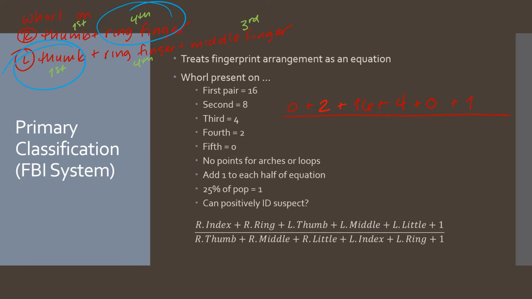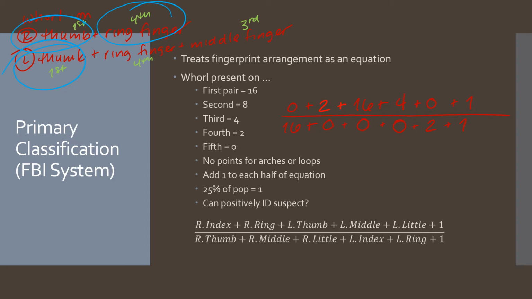Plus 1. The right thumb, we've got that. That's worth 16 points. Right middle finger, nope. Right little finger, nope. Left index finger, nope. Left ring finger, yes. That is the fourth digit. Ring finger is the fourth digit. That's worth 2 points. And then plus 1.